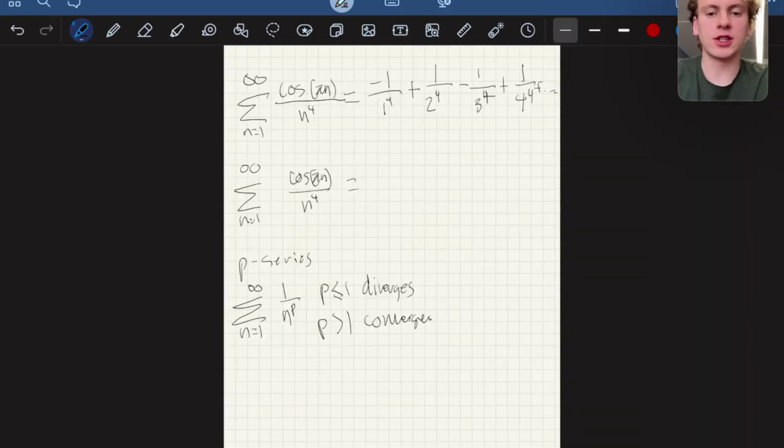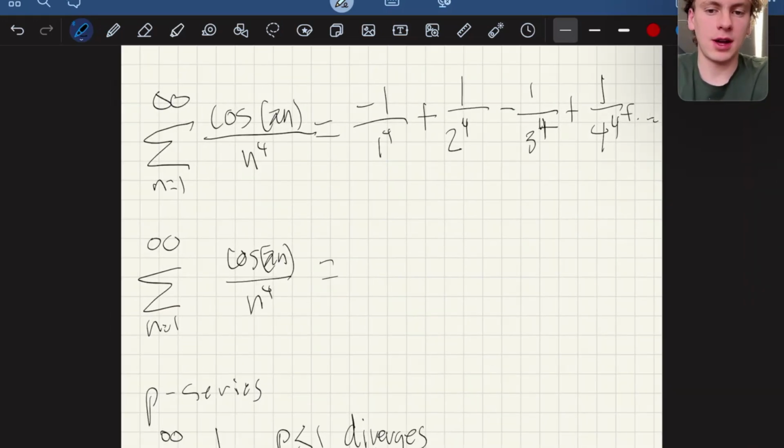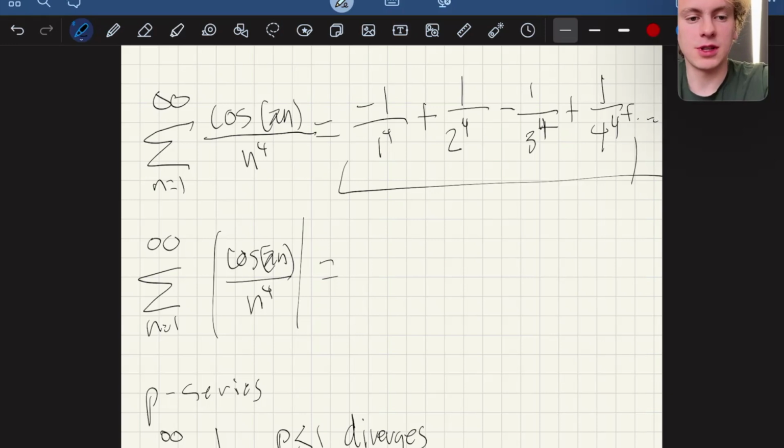Let's take the following series: the cosine of pi n over n to the fourth power. As you can see, it's an alternating series because cosine of pi is -1, cosine of 2 pi is 1, cosine of 3 pi is -1, and cosine of 4 pi is 1, etc. So it alternates. To determine if it's absolutely convergent, we must place each one of these terms in an absolute value. So each one of these must now be positive.